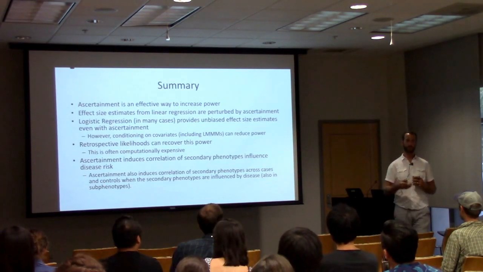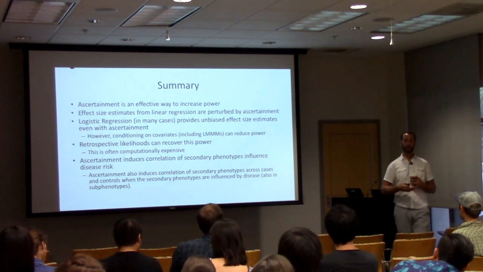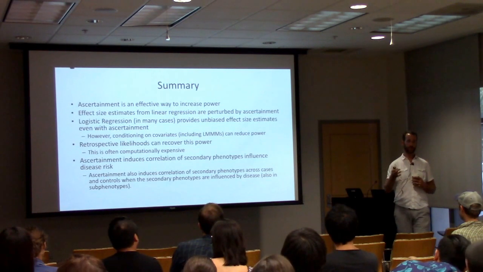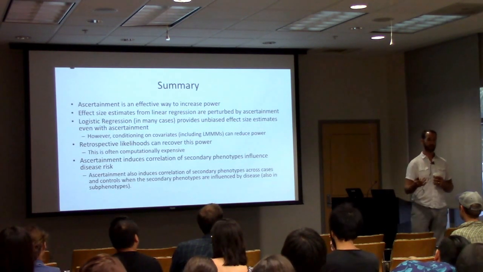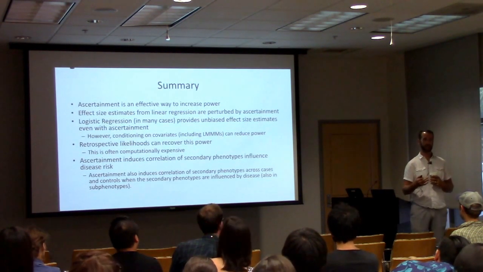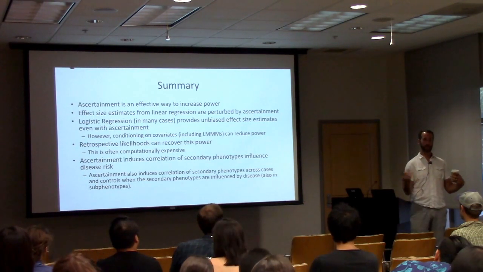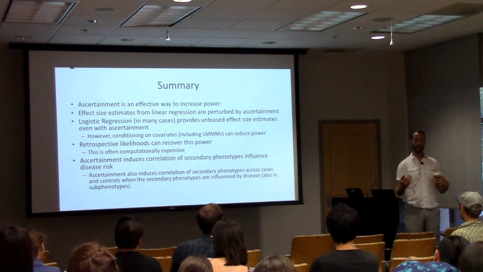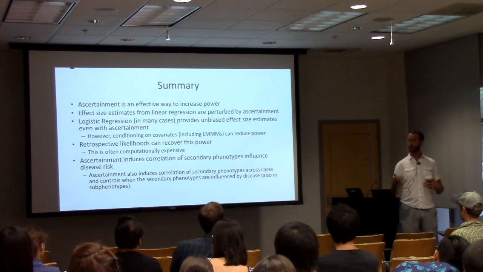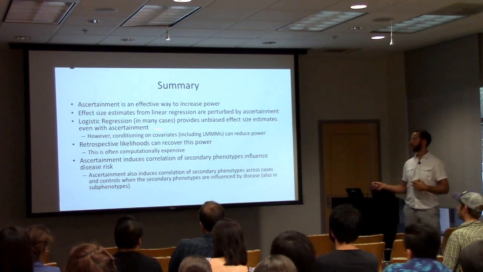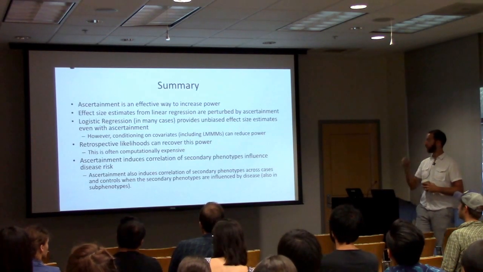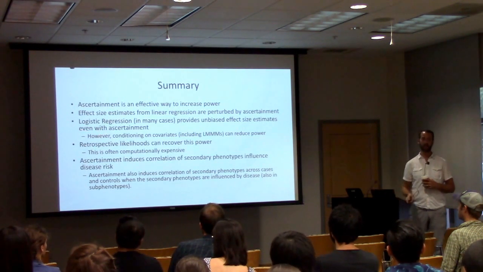They give you some slope. And so if you ran an LMM to do your GWAS and you get some effect size estimate and you don't apply some kind of transformation to shift it to an odds ratio, you can't compare two different studies and expect there not to be heterogeneity if the sampling scheme was different. Logistic regression in many cases provides unbiased effect size estimates even with ascertainment.